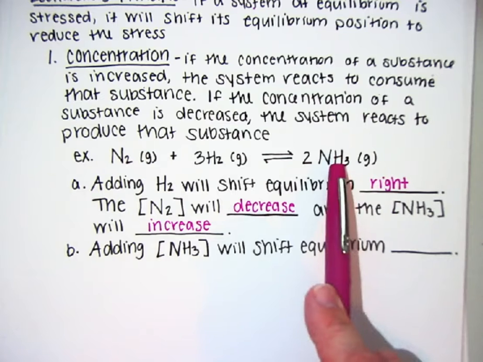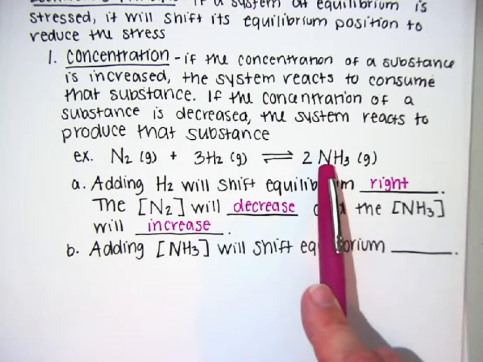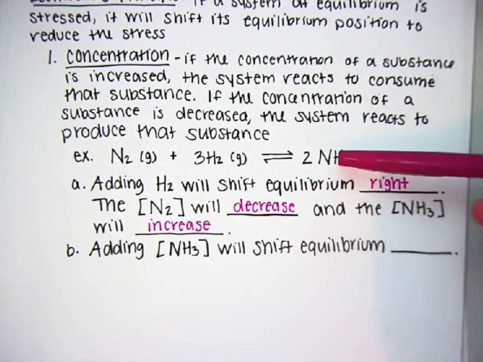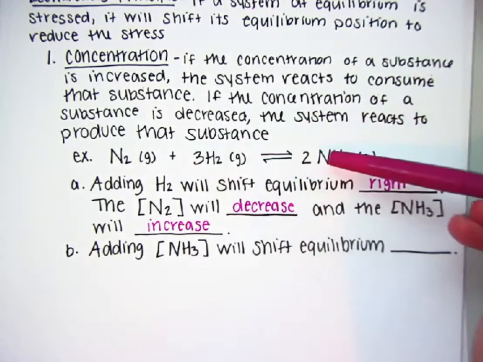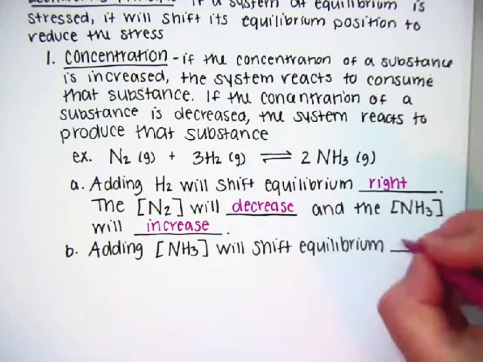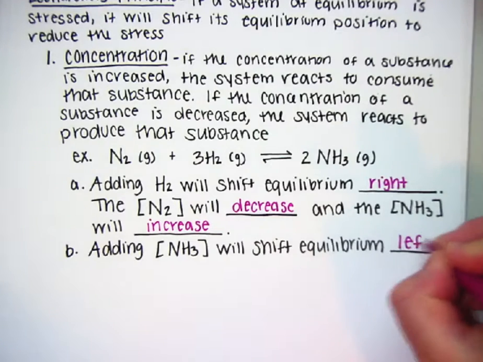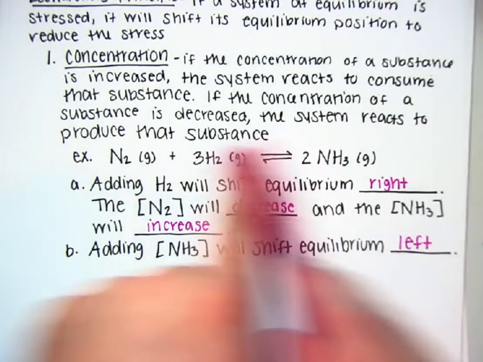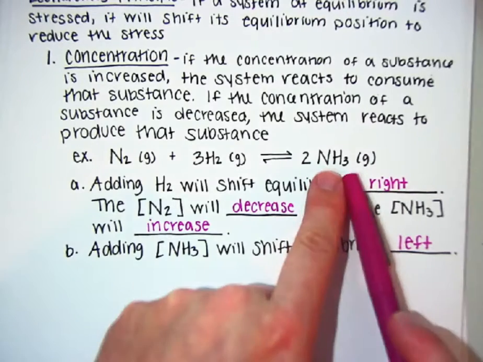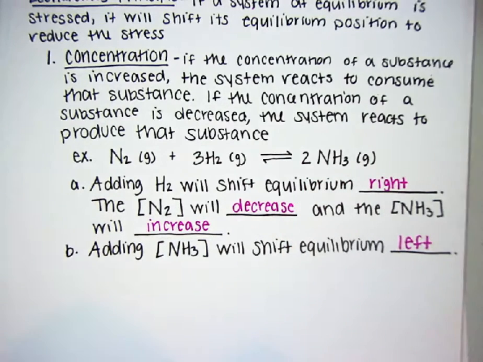As ammonia breaks down, I have less ammonia. So we want the reverse reaction to go left. Equilibrium will shift towards the left. If I add NH3, it's going to shift to the left in order to use up the added NH3.